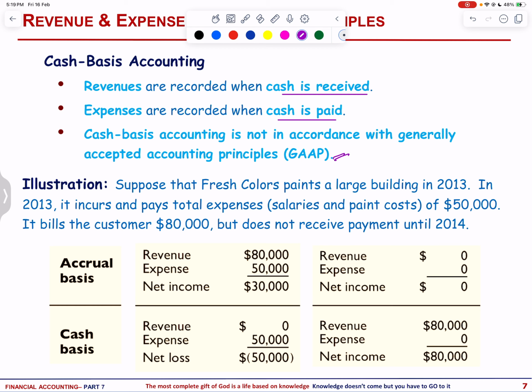Suppose that Fresh Colors paints a large building in 2013. In 2013, it incurs and pays total expenses, salaries and paints, of 50,000. It bills the customer for 80,000 but does not receive payment until 2014. So in the year 2013, if we follow the accrual basis of accounting, we are going to record revenue of 80,000 and expenses of 50,000, as this is what they have earned and this is what they have incurred, and the net income is 30,000.